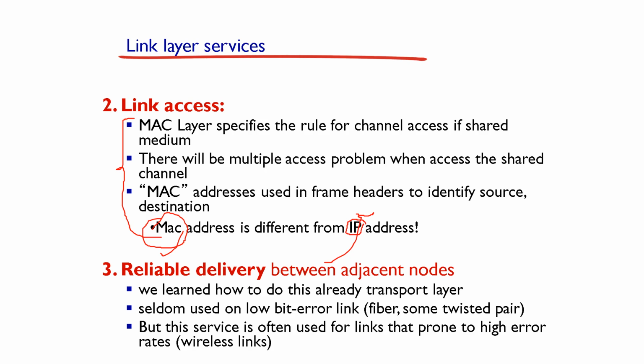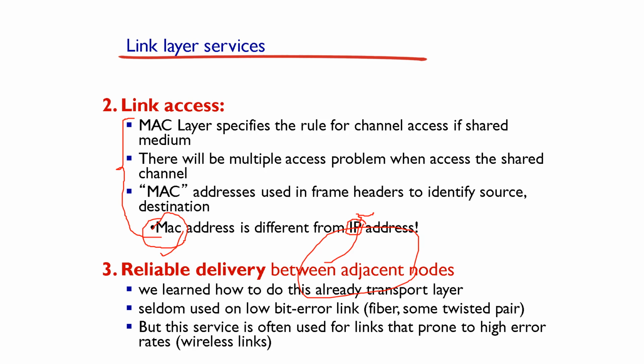Then the next activity of the link layer is reliable delivery between adjacent nodes. We have studied in detail in the third module that the transport layer takes the main responsibility of reliable data transfer, RDT. But the same thing is repeated in the link layer also, but it is between adjacent nodes. In the case of TCP and UDP, the reliability is provided between source and destination, but here it is between adjacent nodes.